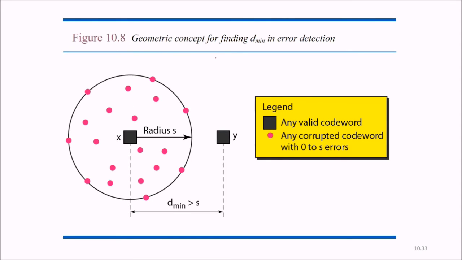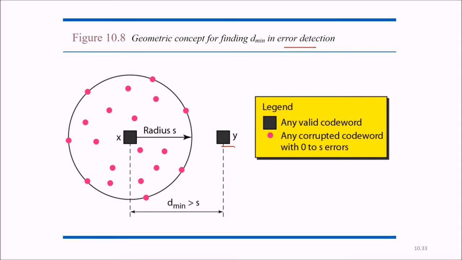This is the geometry concept for finding D min in error detection. We have just seen how we can do it by XORing, finding the number of ones, finding all the distances and taking the minimum. So for this geometry concept, let us see.